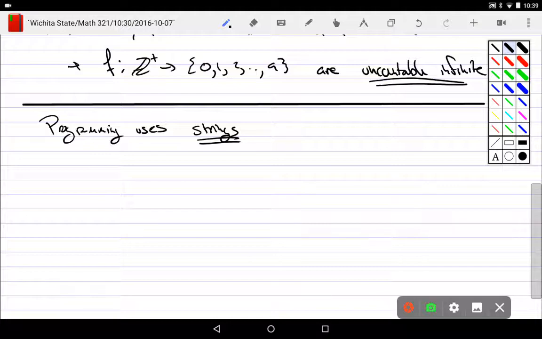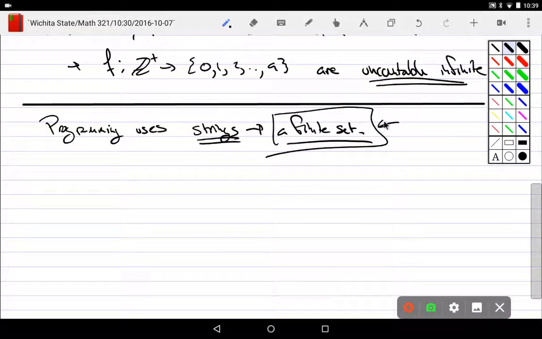So that's the idea of randomness. If it's possible, right? There's a lot of gibberish, but there's times where it'll make sense. Well, since programming uses strings, but strings are from what? A finite set. But that means what? It's countable.